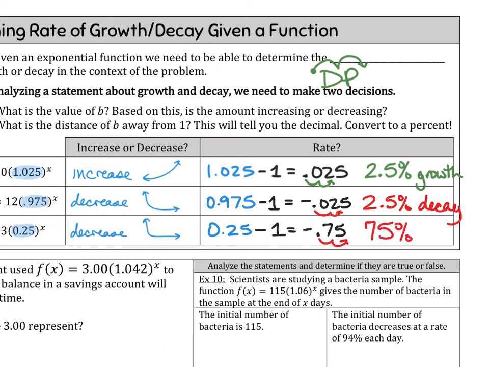75%. Is it growth or decay? Decay, because it was a negative number, plus we know it's decreasing. Would it be increase or decrease if you got the number 1, like just 1? It would not be an exponential function if it was just 1. It would be a constant function, which you'll talk about in Algebra 2. So it will never just be 1. It will have to be something bigger or smaller than 1.